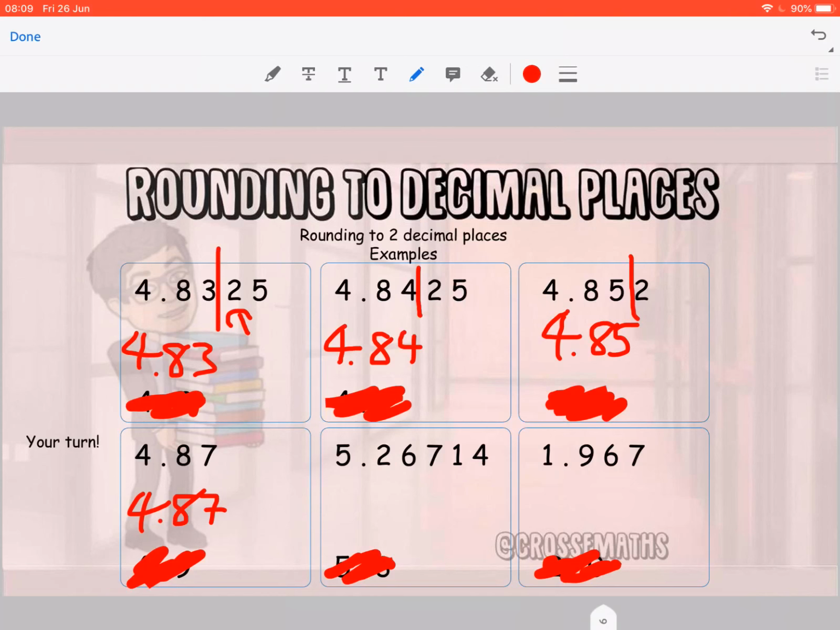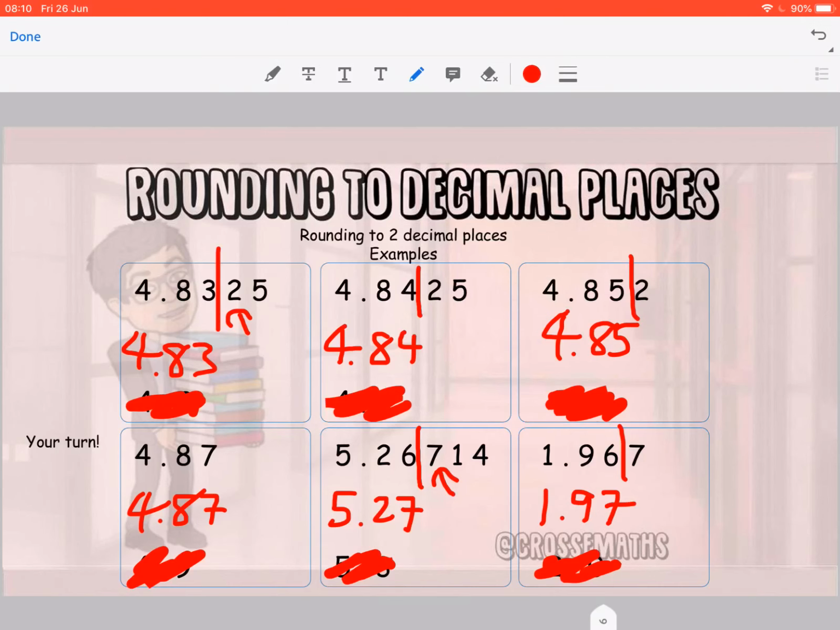Right, if I count across 1, 2, draw a magic line in. Is that 7, 5 or more? Yes, it is. So it's going to round to 5.27. 6 is going to go up to a 7. Count across 1, 2. Is that 7, 5 or more? Yes, it is. So it's going to round to 1.97. Very, very straightforward rounding, guys. Should be quite easy for you.